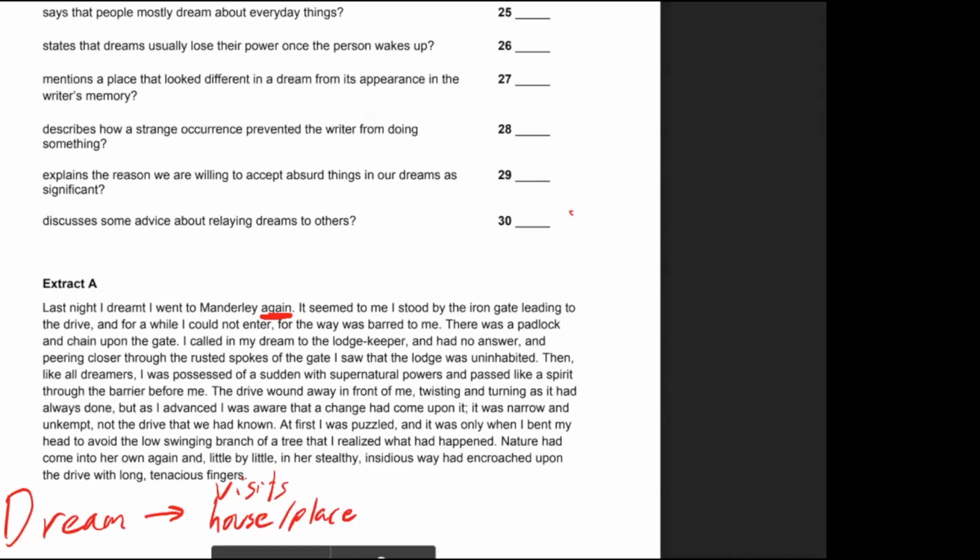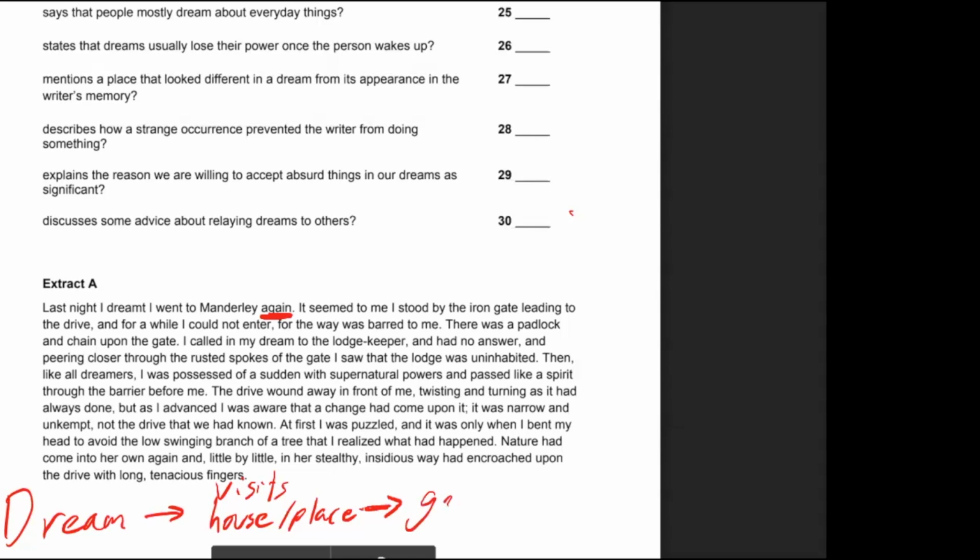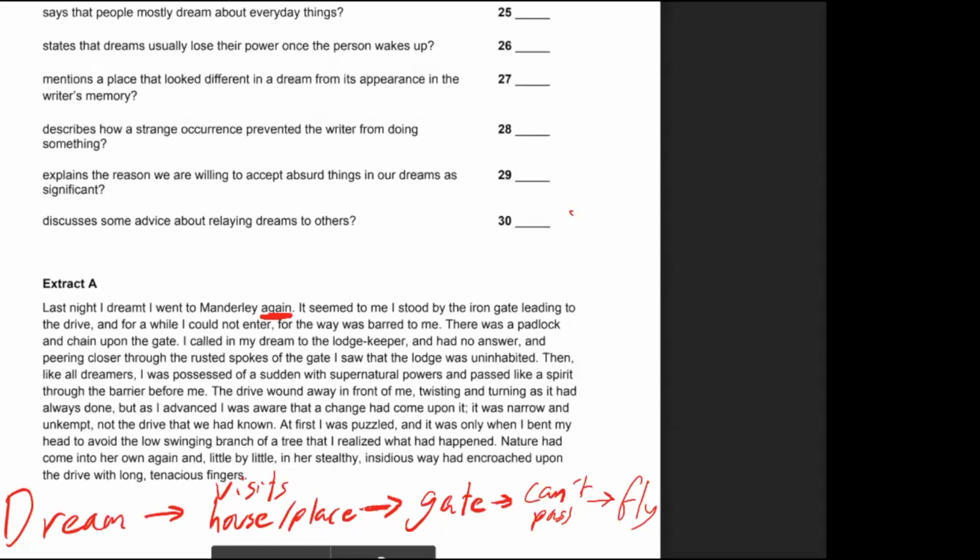Then they see a gate. The gate, okay? At first, they can't pass, right? They can't get through the gate. And then afterwards, I would just write magically fly, right? They just fly through the gates. And that's pretty much what happens from here until here.